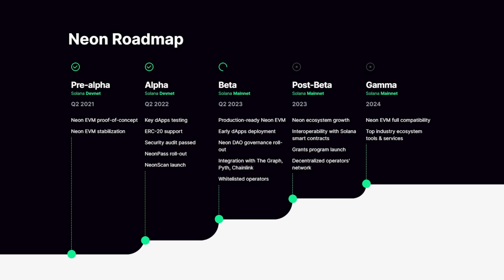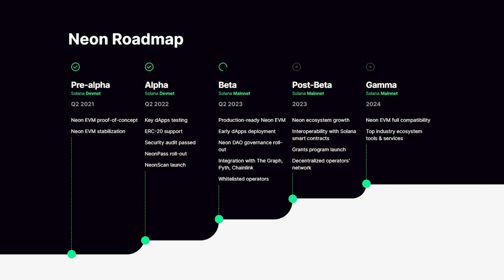Post-beta, the Neon ecosystem aimed for continued growth and expansion. The focus shifted to ecosystem-wide initiatives, including grant programs to support innovative projects and further ecosystem development. The Neon ecosystem also aimed to establish a decentralized operators network where network validators and operators contribute to the security and decentralization of the ecosystem.